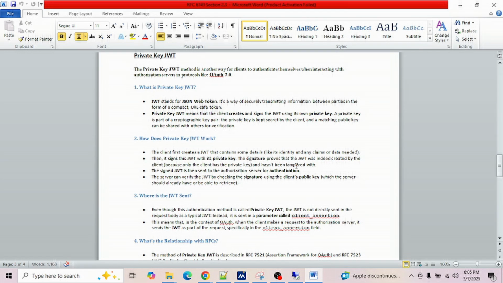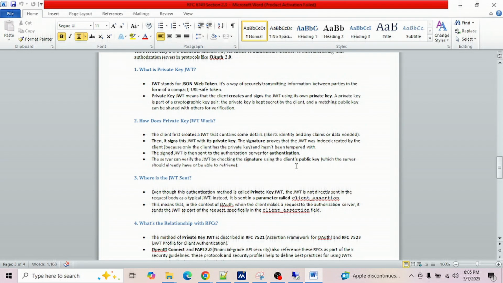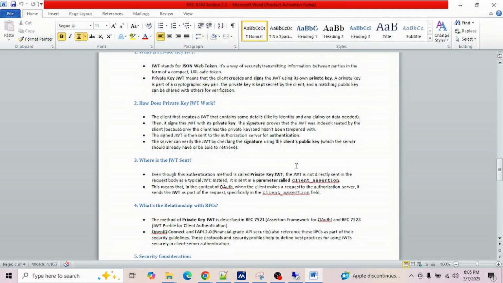Okay. Now, how does this private key JWT work? First, the client creates a JSON Web Token that contains some details, like identity and any claims or data needed. Then it signs this JSON Web Token with its private key. The signature proves that the JWT was indeed created by the client and has not been tampered with, because only the client has the private key.